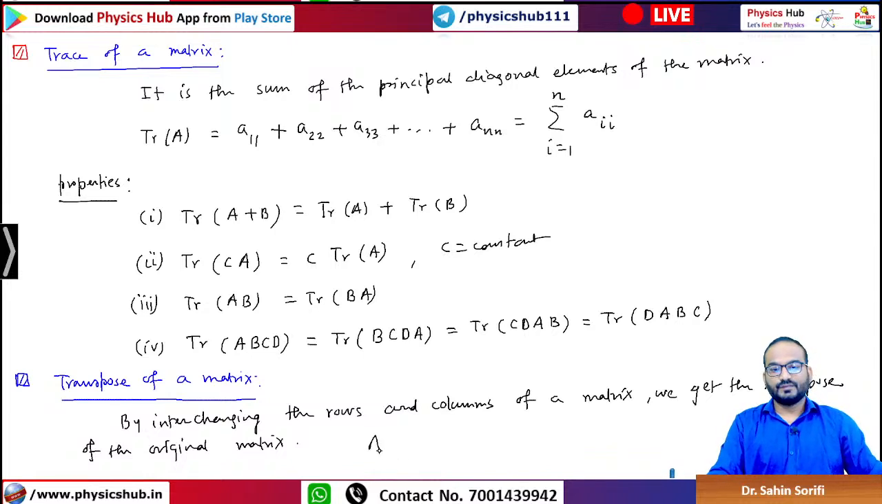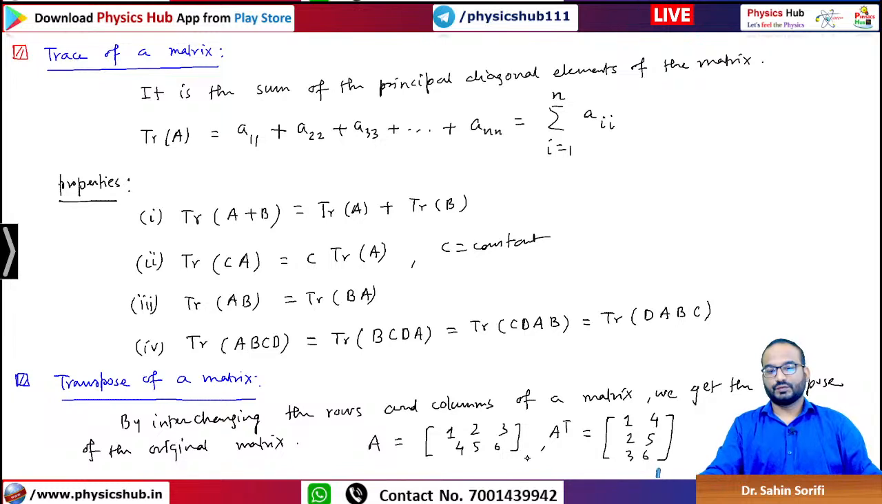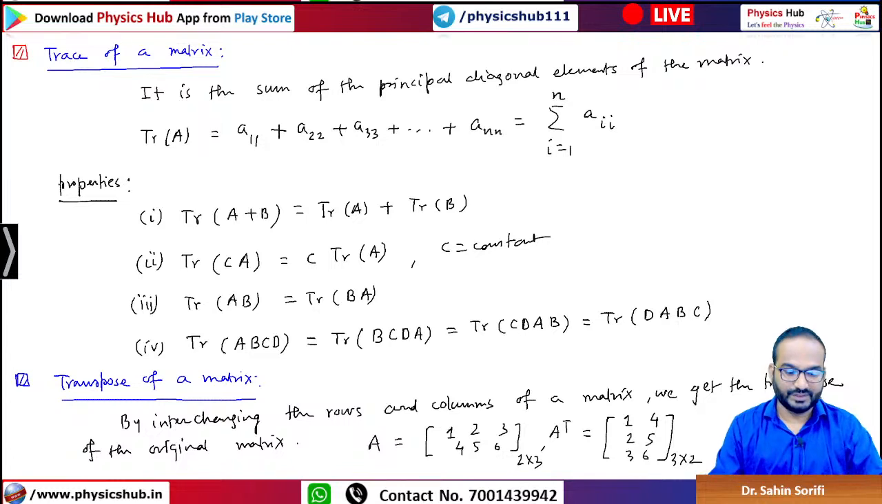Let's say I am considering a matrix like this: 1, 2, 3, 4, 5, 6. So what will be A transpose? A transpose means the elements will now be written in this way: 1, 4, 2, 5, 3, 6. Previously it was 2 by 3, here it will be 3 by 2. Now this transpose also has some properties.